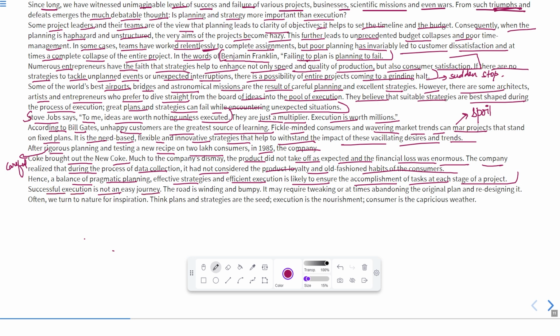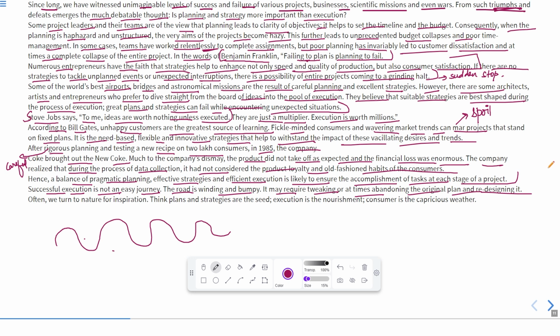Successful execution is not an easy journey. The road is winding and bumpy. Road here does not mean an actual road. In fact, this is a metaphor because they are talking about successful execution. It means the way of this execution is not an easy journey. It is like a road which is bumpy and winding. Winding and bumpy means a road which has many twists and turns. Okay, it may require tweaking. Tweaking means slight changes, or at times abandoning the original plan and redesigning it. So it is possible it needs some slight changes.